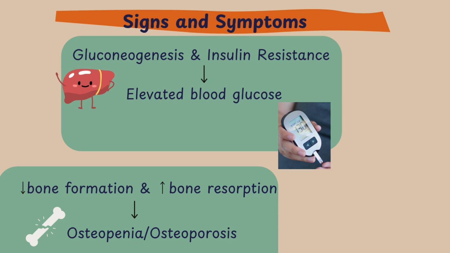Additionally, we have to be concerned with cortisol decreasing bone formation and increasing bone resorption. And oftentimes, patients with Cushing's have weaker bones and are at a higher risk for fracture.